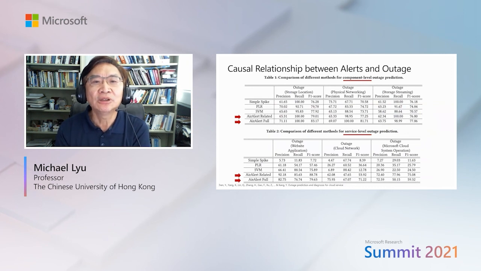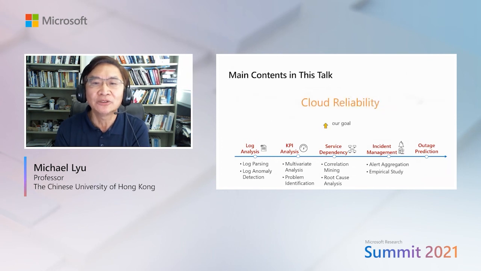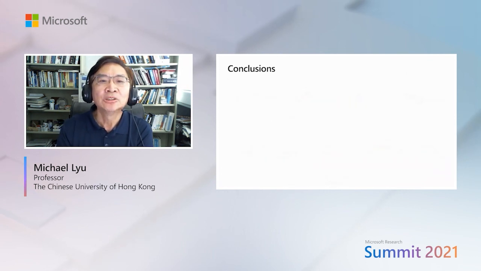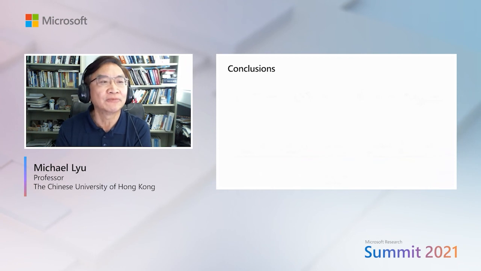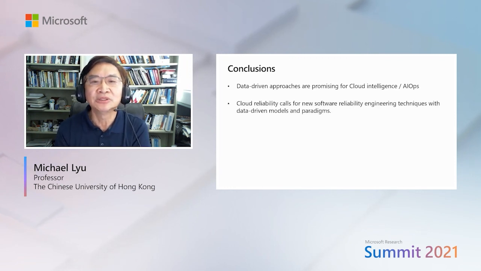So in this talk, we introduce the task list at the bottom for different goals in order to achieve cloud reliability, which is actually an integrated data-driven paradigm. So we can draw the following conclusion. Data-driven approaches are promising in today's cloud intelligence and AIOps. Cloud reliability as a result calls for new software reliability engineering approaches in order to apply data-driven models and paradigms.